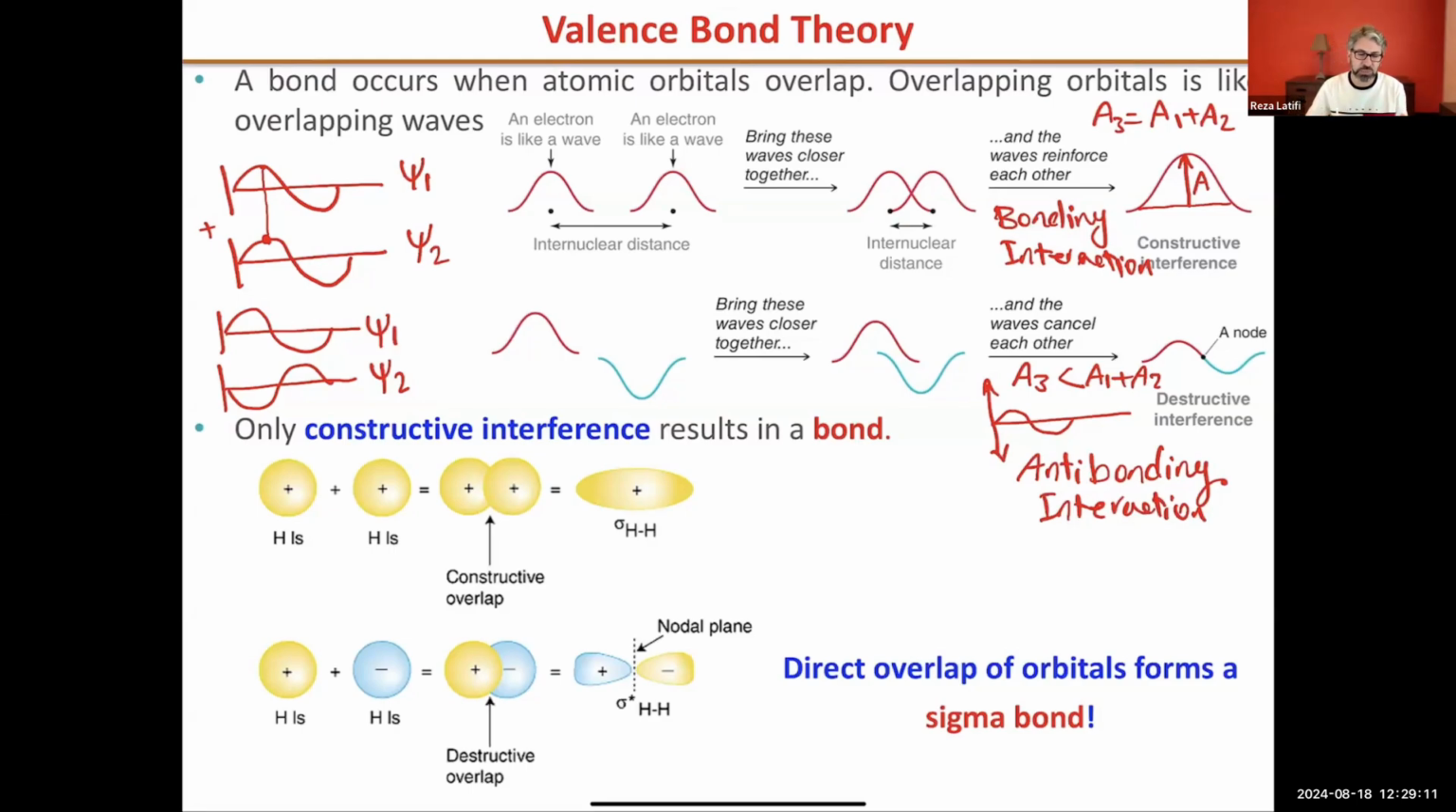Atomic orbitals, when they reach each other, might reach each other in the right position. You might get bonding or anti-bonding interaction, and that's a good subject for another lecture.